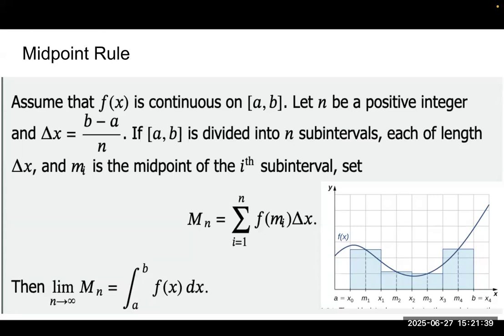Then from this, we can find our approximate value. And if we apply these rules, then we can find the exact value and compare, to see whether we are getting it right.